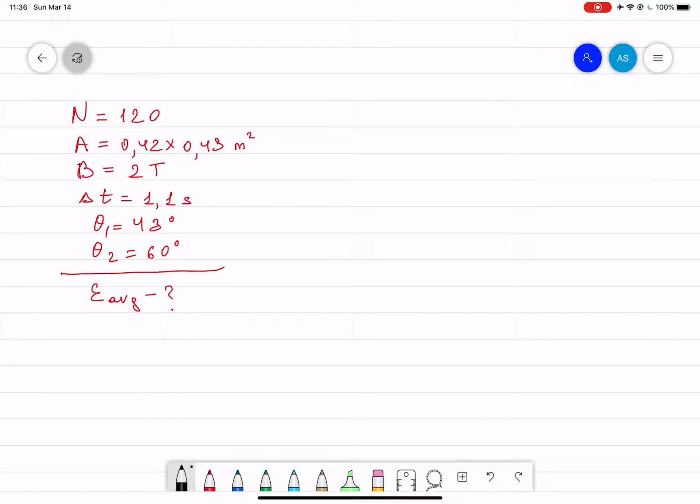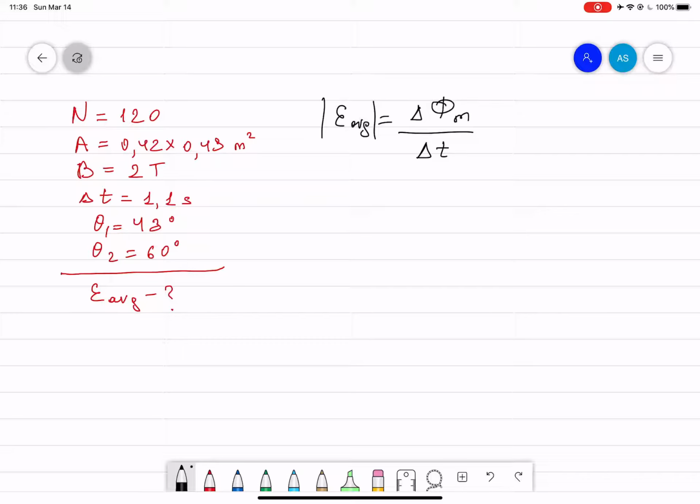Okay, so since we have here theta 1 and theta 2, and this is the angle between the plane and the magnetic field, don't be confused. It's just a little bit tricky here. First of all, what will be the formula for defining E average? E average is equal to the modulus of delta magnetic flux divided by delta T.